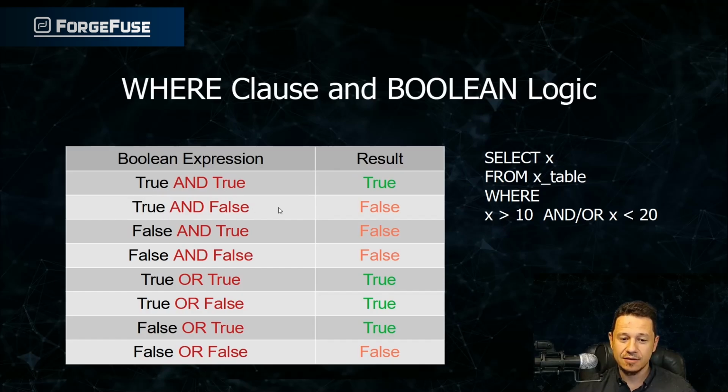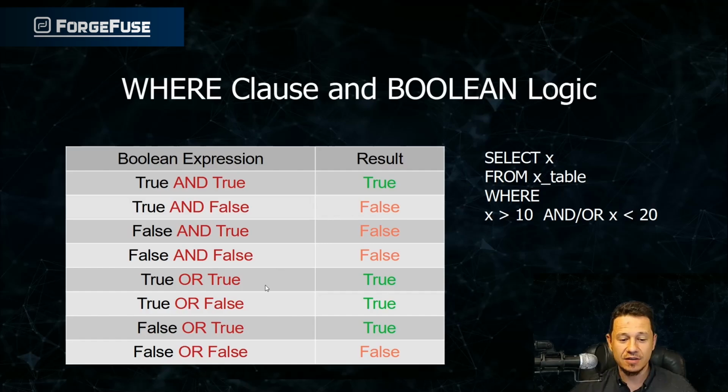For the second row in my table, let's take an example where the value in the table is 25. For the left-hand side of the WHERE clause, 25 is greater than 10, and this is true. We're picking the AND operator again, but x is not less than 20, since 25 is greater than 20, and this is going to be false. And the result is not going to be returned.